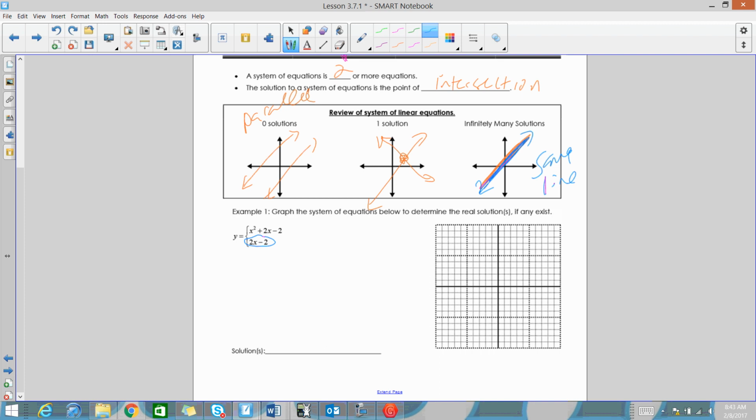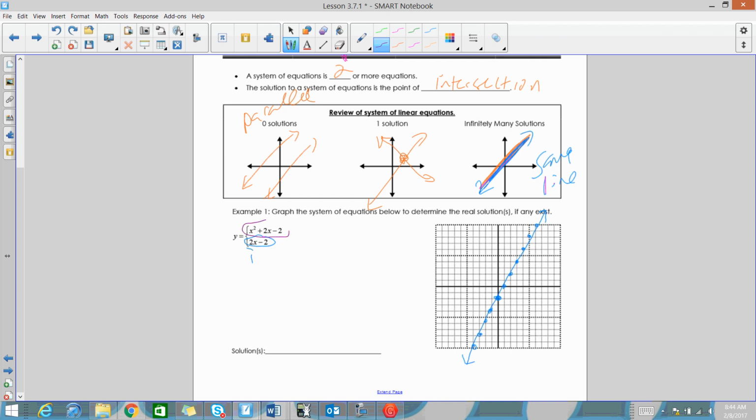I'm going to start with my b, which is negative 2. So I'm going to start down 2, and then my slope is 2 over 1, which means up 2, right 1. I want to make sure I graph every single point of this linear graph. Up 2, right 1, and then go down 2, left 1, down 2, left 1. Because you have no idea where the solution is. All right, only one line. There we go.